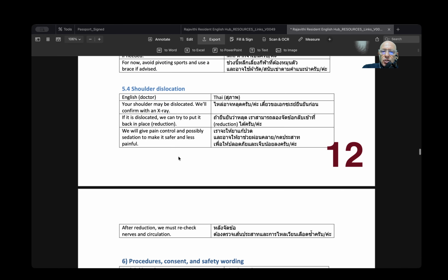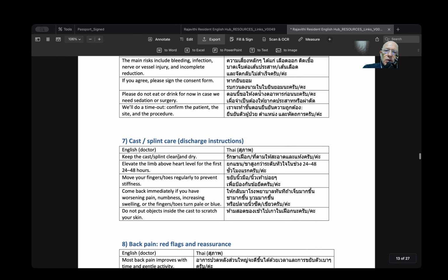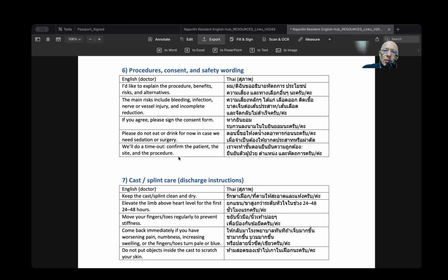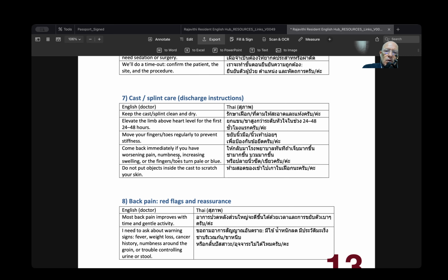Knee injury, shoulder dislocation. Procedures: consent, safety. The main risks include bleeding, infection, nerve or vessel injury, and incomplete reduction. If you agree, please sign the consent form. Please do not eat or drink for now in case we need sedation or surgery. Cast, splint, care: elevate the limb above heart level for the first 24 to 48 hours.